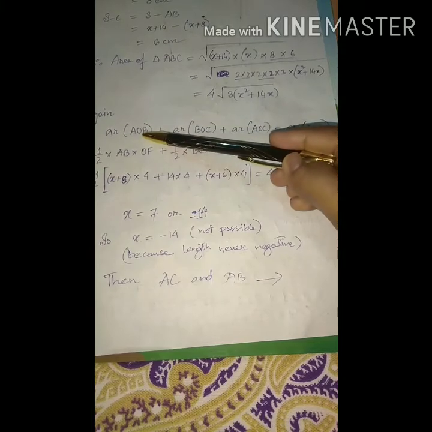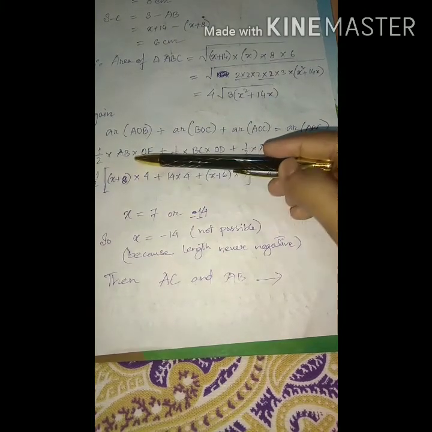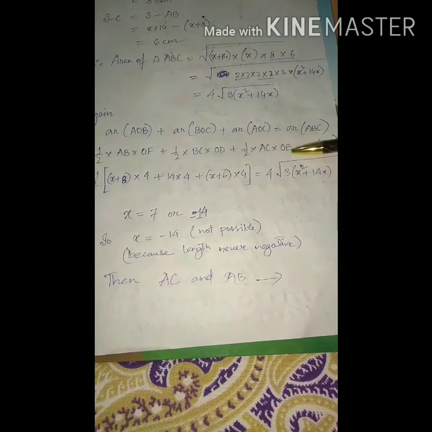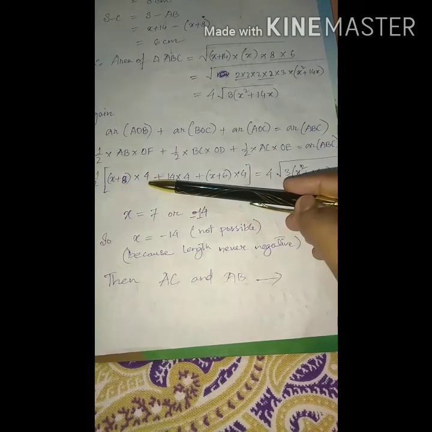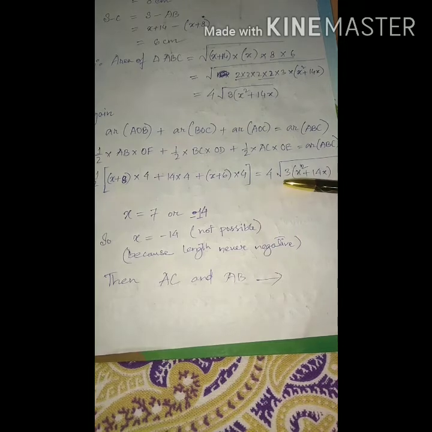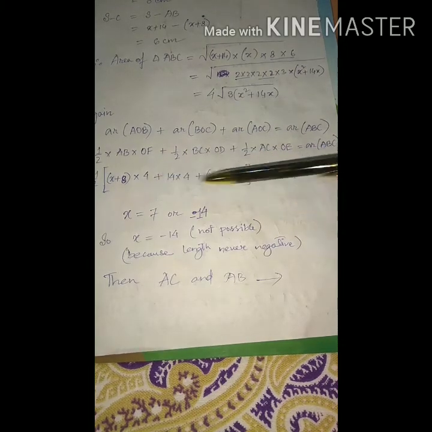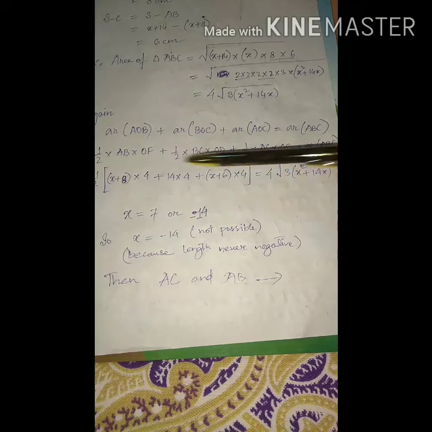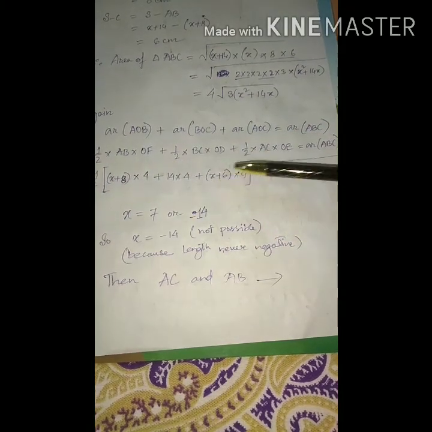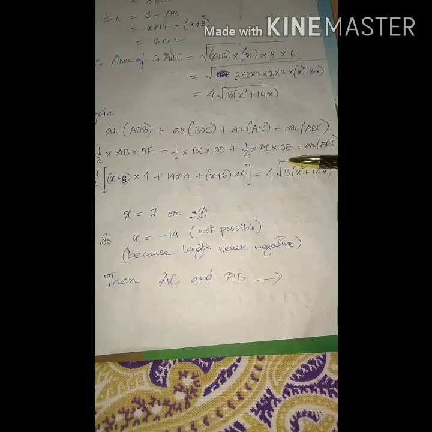So in place of AOB, from the figure we write half into base into height, half into base into height, half into base into height, and then we put the values. AB we know and the radius also we know. We just put the values, and after that we have to calculate this result. So the calculation part is yours. Is it clear? So here you see the square root is there, so obviously after calculating this part you have to square both sides, then you eliminate the square root, and then from here you have to find out the value of X.